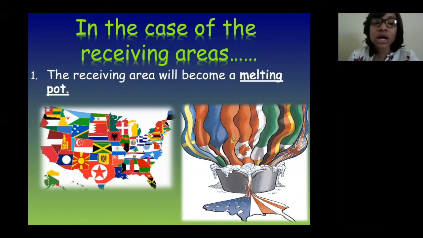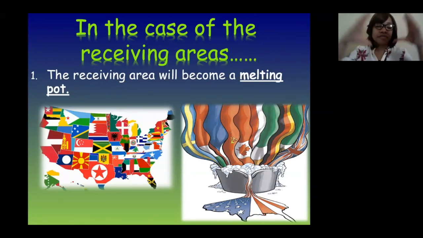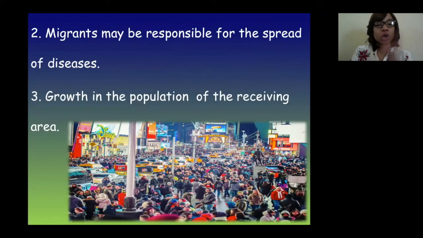So we didn't talk about the melting pot. We talked about cultural diversity. A melting pot is when you have many different cultures coming into a particular region, and so now it's a melting pot of different cultures. You can feel free to go back to this slide.